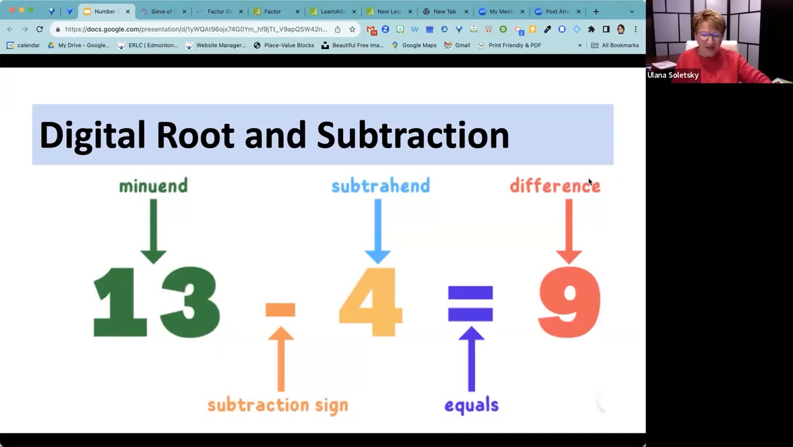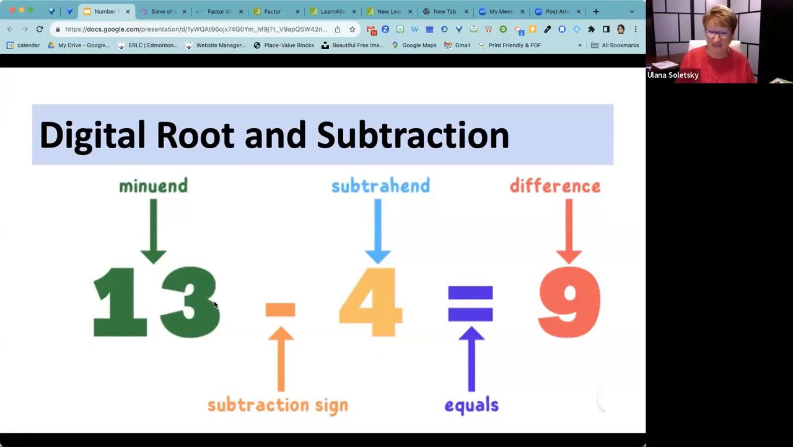What? What are you trying to say, Yolanda? Well, there are some definitions we need to know. So minuend is the first number in a subtraction question. The subtrahend is what we're taking away from the minuend. The difference is what we're left with, right? But we also know that if we add the subtrahend and the difference together, what do we get? The minuend, right? So we know 4 plus 9 is 13.